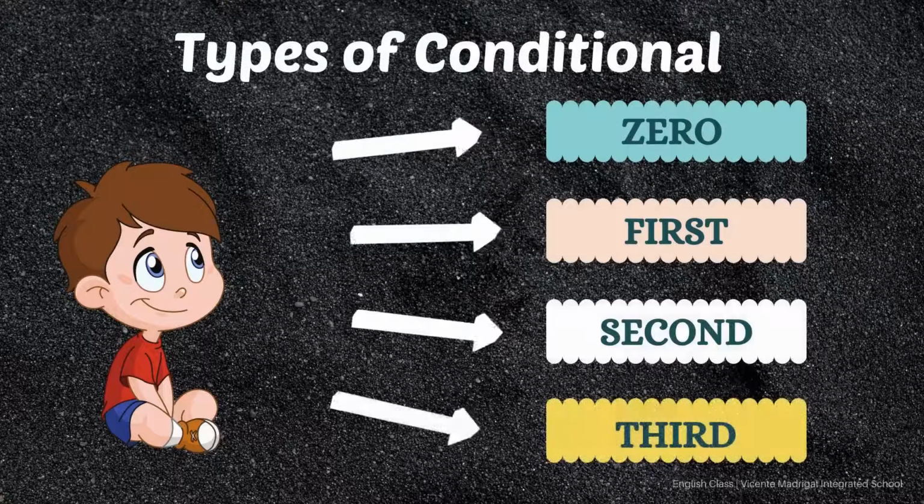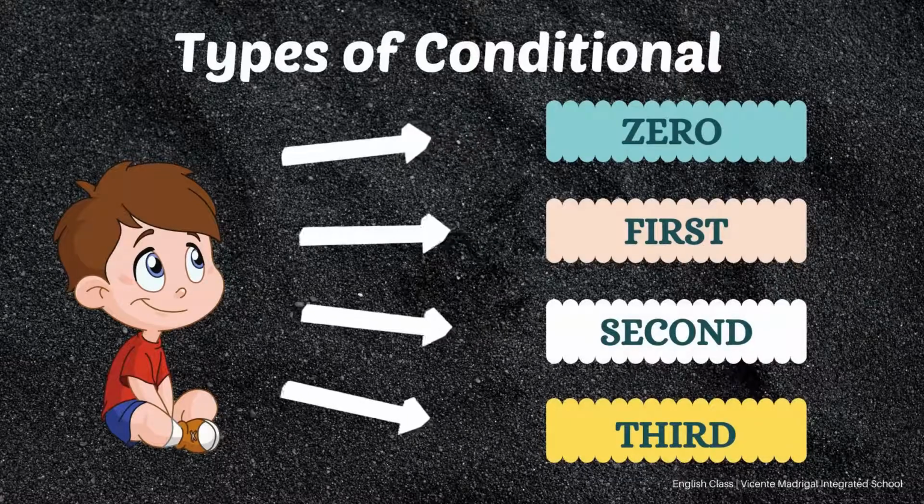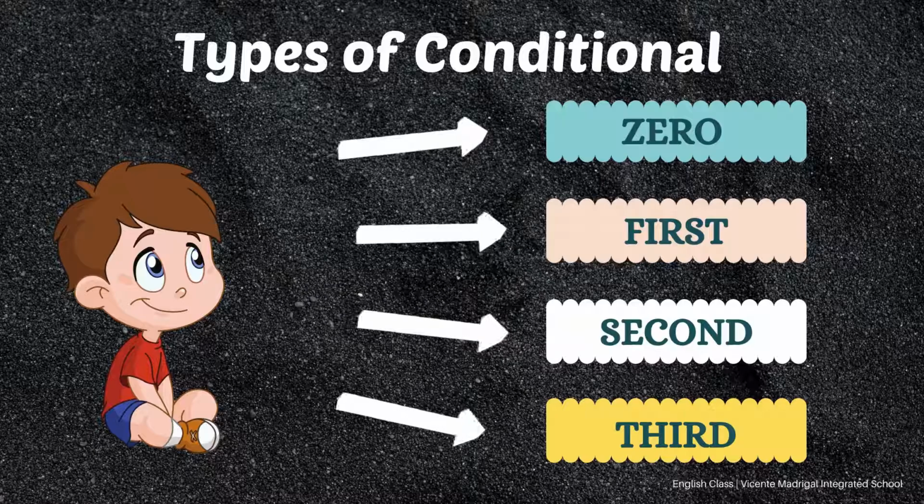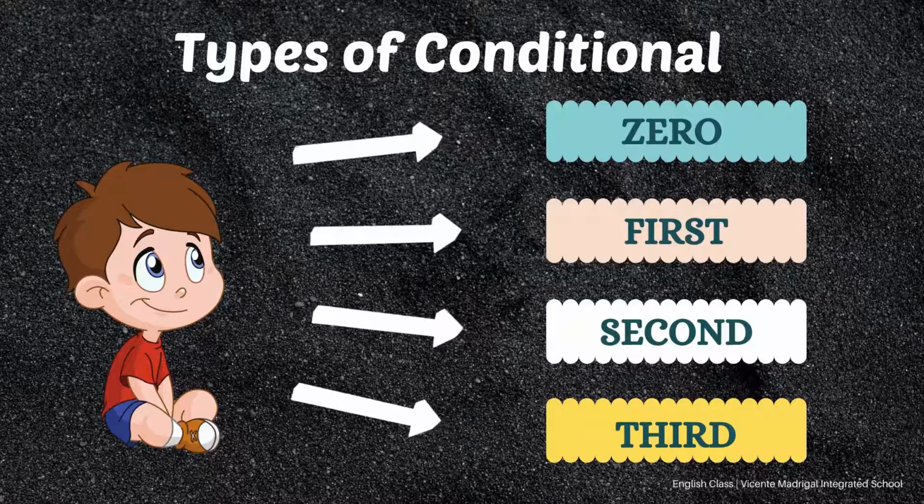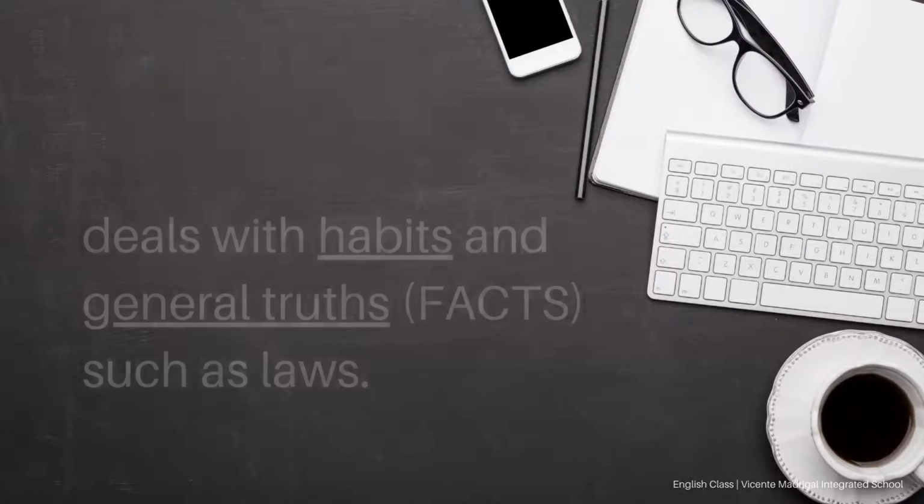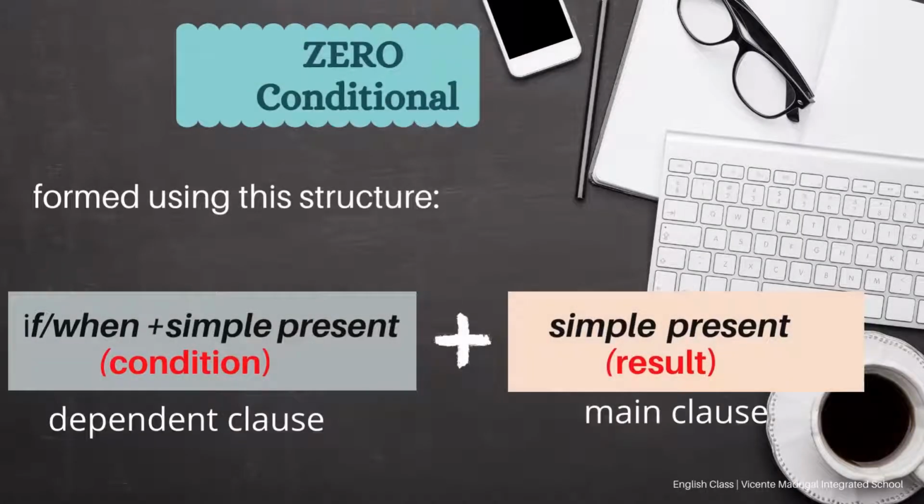Moving on, conditional sentence has different types: zero, first, second, and third. Let us discuss them one by one. The first type is zero conditionals. It deals with the habits and general truths or facts such as laws. These are the things that we don't need to argue about because we know that they are true or fact in general. Zero conditional is formed using this structure.